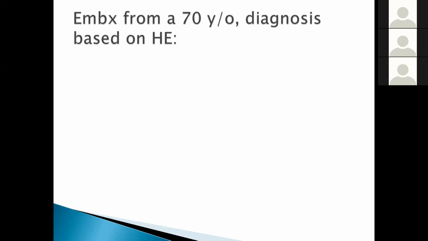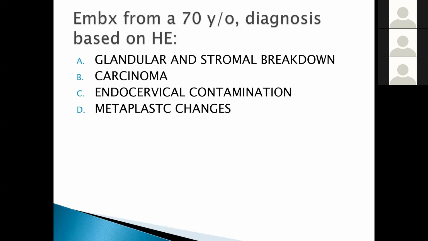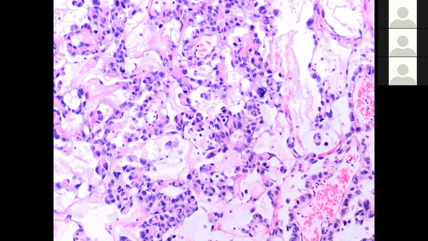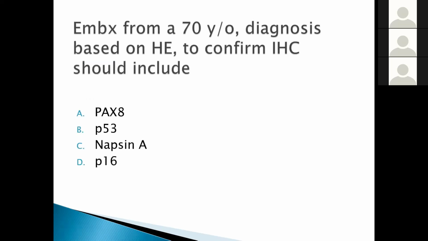Okay, so a 70-year-old with an endometrial biopsy. This is what it looks like. And you have to trust me, these are representative pictures. So on H&E, what do you guys favor? Anybody? Carcinoma, cool, okay, agree. So now what do you do? You can't just sign it out as carcinoma, right? You want me to go back to the H&E?